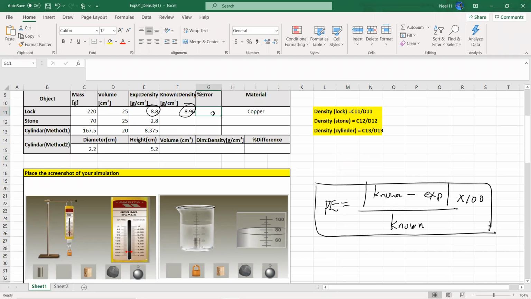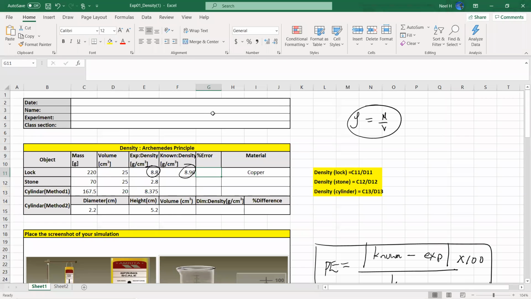Let's do that function here, equal sign. This vertical sign represents that I only need the positive number. I take the difference, but I need the positive, which we call the absolute. ABS command, open brackets in Excel. Then cell F11 for the standard or known, minus cell E11 for the calculated, divided by cell F11, multiplied by 100. That will do the comparison.